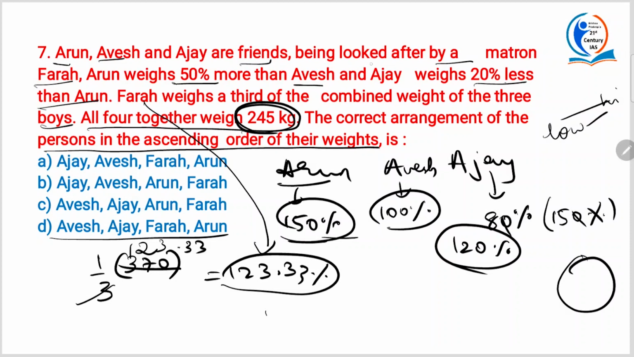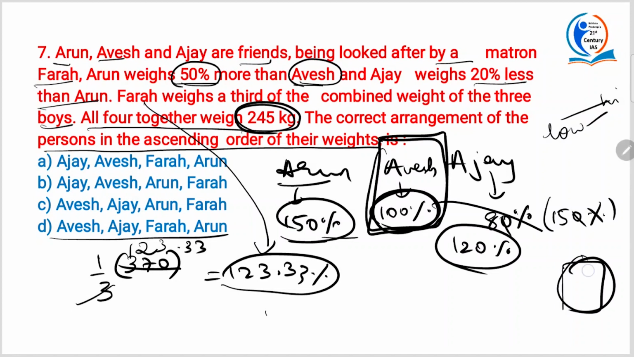Here they've given it relatively, right? Arun, Avesh and Ajay are friends being looked after by a matron Farah. Arun weighs 50% more than Avesh. So 100%, this Avesh weight, is our benchmark. So the number is this one, Avesh's weight. This fellow is the benchmark. So we are calculating everything with respect to this fellow's weight. So 100% is Avesh's weight. And this fellow Arun is weighing 150% of this fellow. And Ajay is weighing 80% of 150%. So you got my point, right? You don't need to calculate absolute values.